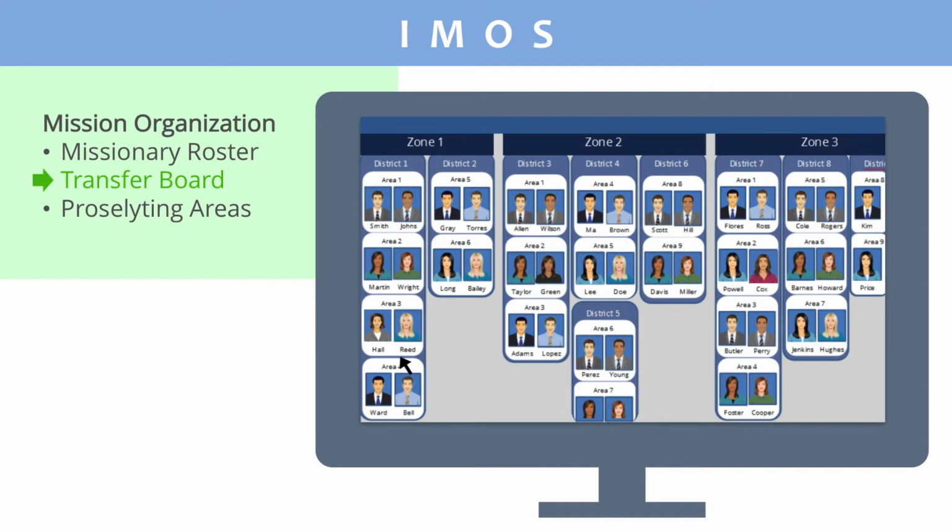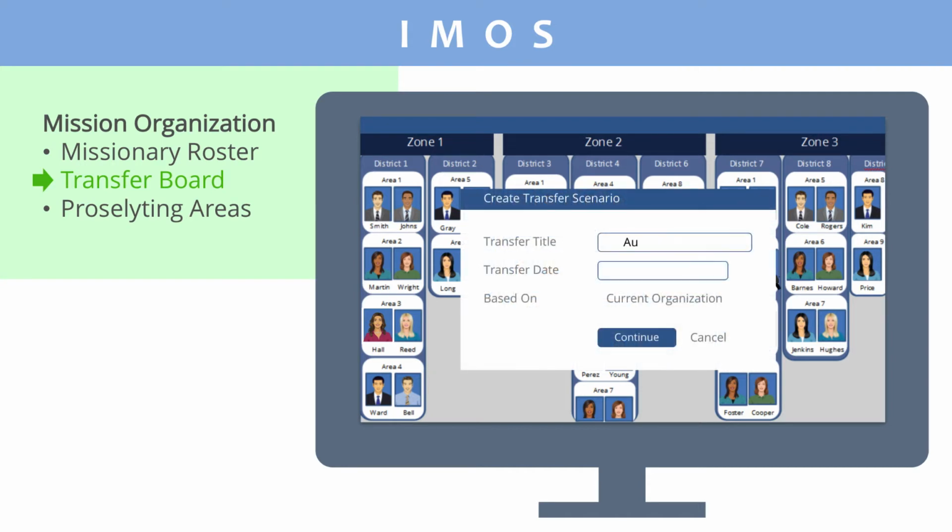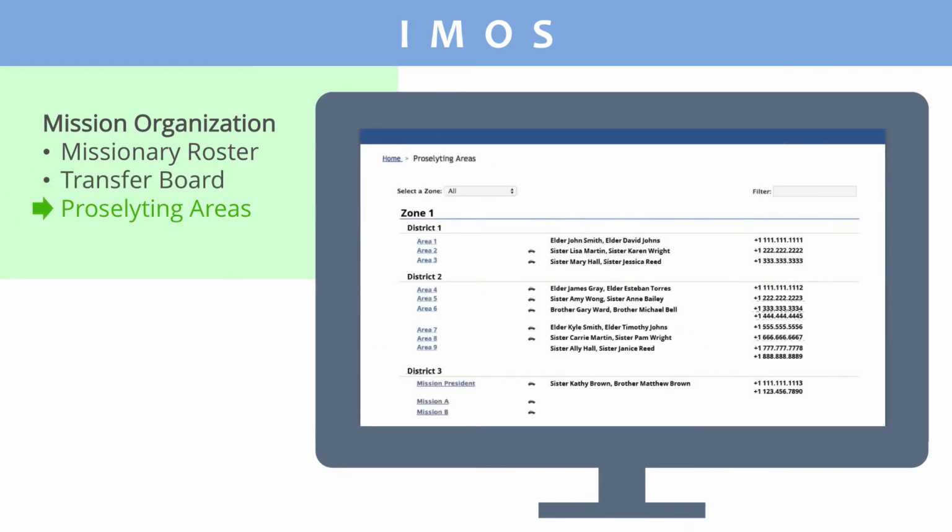For example, you might have the impression that this missionary is needed to advance the work here, and the missionary she replaced is needed here, with this missionary replacing the first missionary. This is just a simple example, but you can imagine how handy this will be. You can create and save different transfer scenarios to consider as you seek inspiration of the Spirit in making these important assignments. Now let's look at the Proselyting Areas tool.